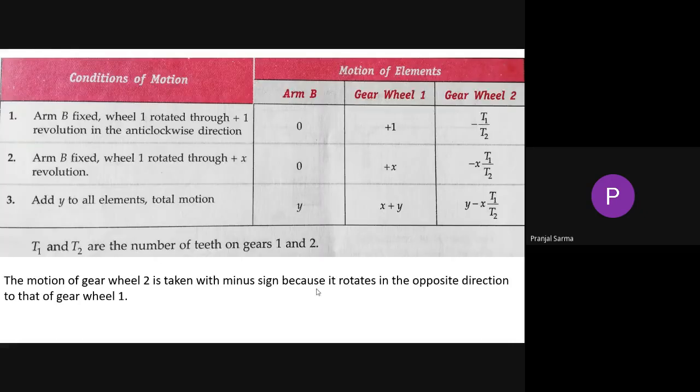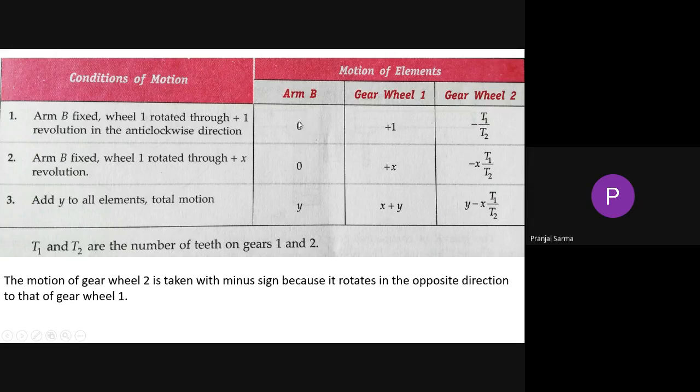For our analysis, we make a chart like this, where we show the condition of motion and what happens to the motion of the different elements. How many elements do we have? We have two gear wheels, wheel 1 and wheel 2, and the arm here. Now the first condition: the arm is fixed and we give one complete rotation in the anti-clockwise direction, which is considered positive, to wheel 1. What will be the motion of the other elements? If the arm is fixed, what will be the motion of the arm?